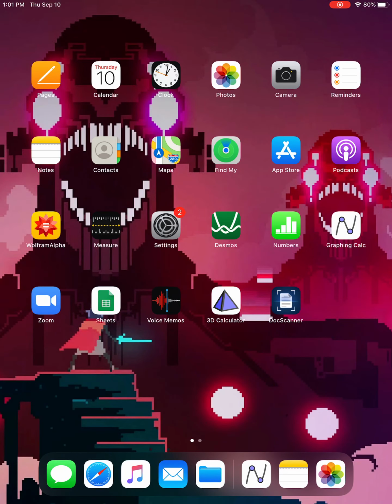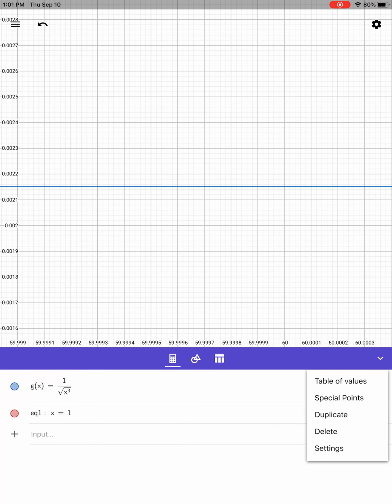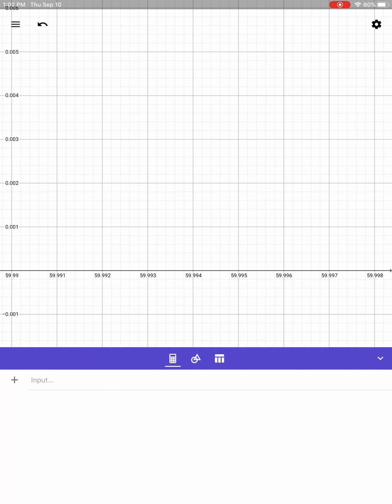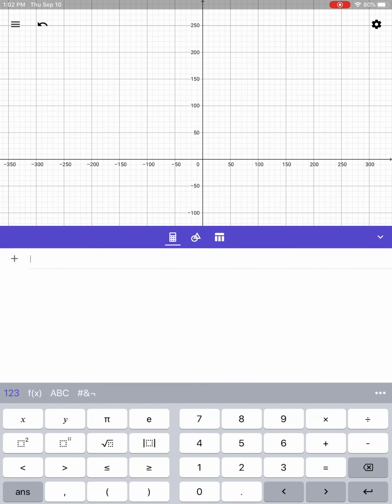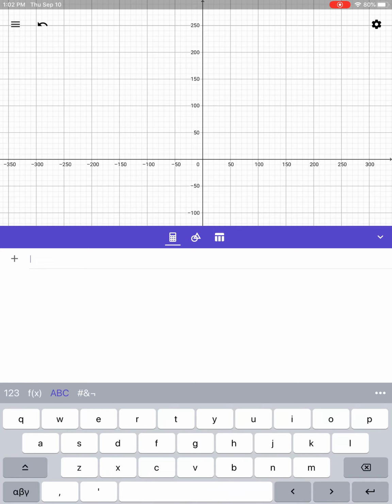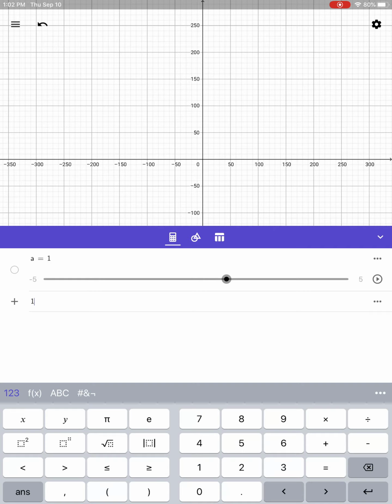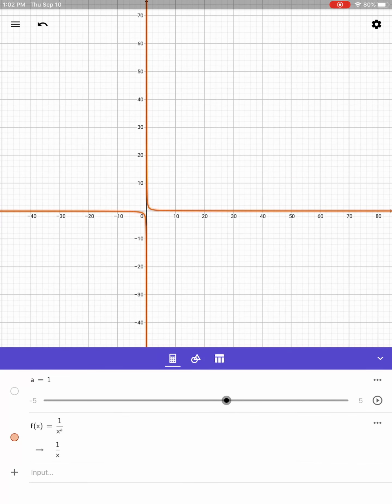If I look at my graphs real quick, I'm just gonna delete some old equations. And I should be able to create a slider. Nice. And then I'm going to create a function, 1 divided by x to the a. And okay, so now I gotta zoom in so we can see it.